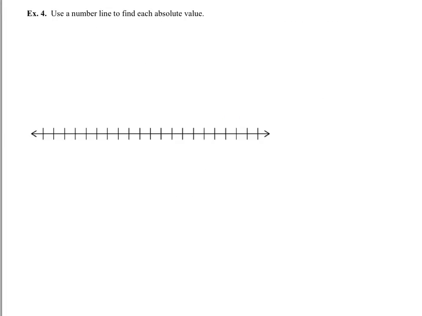Example 4 is asking us to use a number line to find the absolute value. Remember, the absolute value is the distance from 0 to a number on a number line. Since we're talking about distance, you are always going to get a positive value.